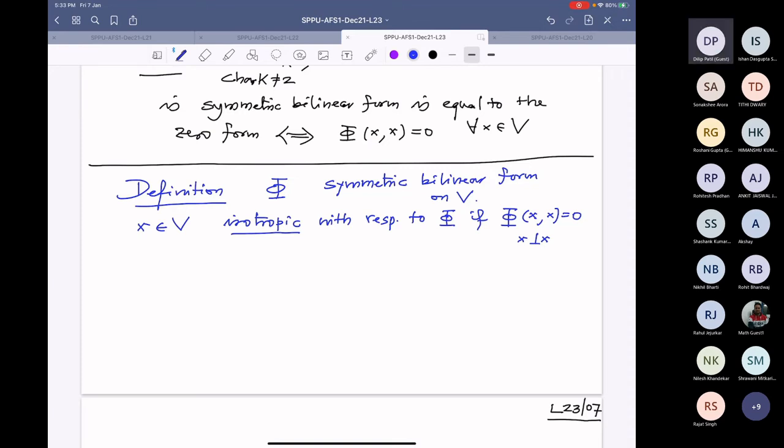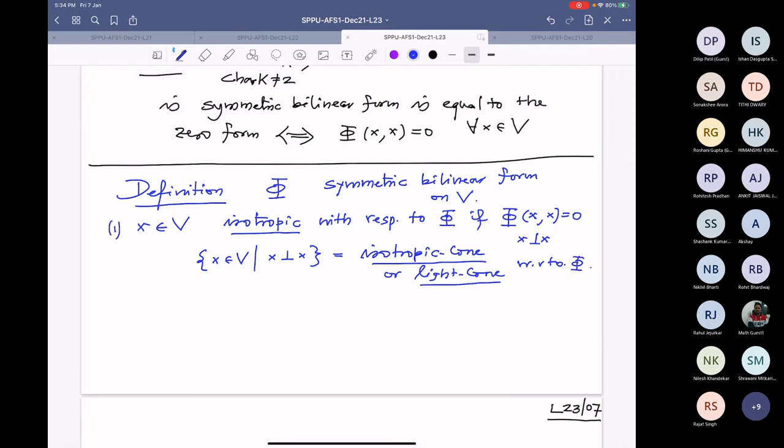And if you look at all isotropic vectors with respect to phi, that is, you can look at all x so that x is perpendicular to x itself, this is called the isotropic cone, or also it is called a light cone. I will show you in a few minutes in an example where this comes from. That is the first definition.